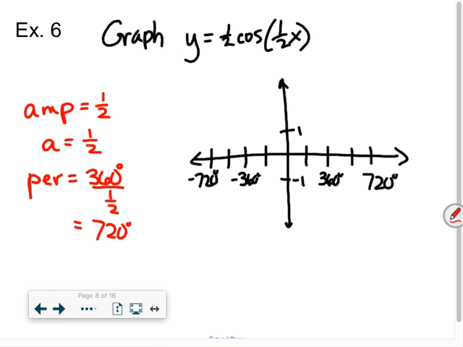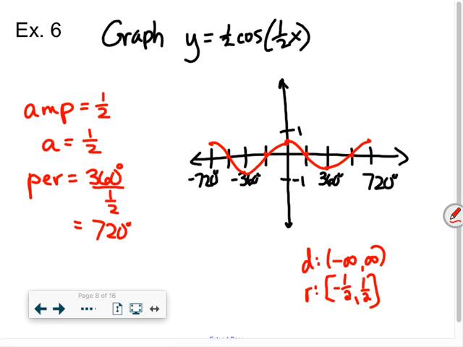Alright, so I'm going to start at 1/2. So this one's like a little shrink. It's not oscillating very much. So the domain is negative infinity to infinity. The range is negative 1/2 to 1/2. Does this seem a whole lot smoother now that we've spent 3 class periods on the sine curve? I think cosine, it just flows a lot better.